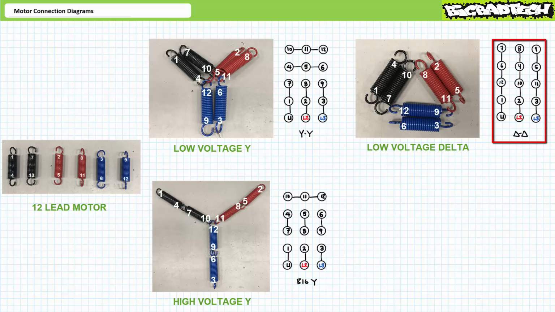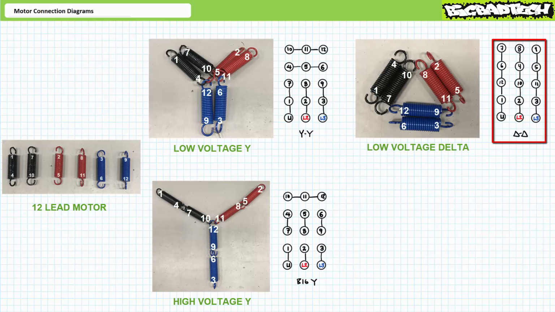A motor connection diagram illustrating a 12-lead motor set up in the low voltage delta configuration might look something like this, where L1 is applied to 1, 12, 6, and 7, L2 is applied to 2, 10, 4, and 8, and L3 is applied to 3, 11, 5, and 9.